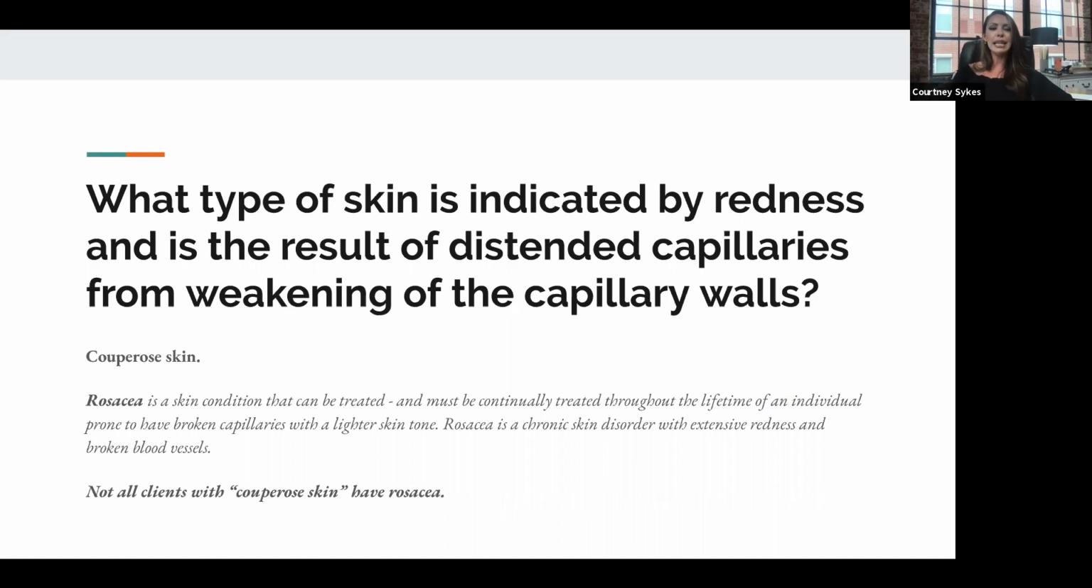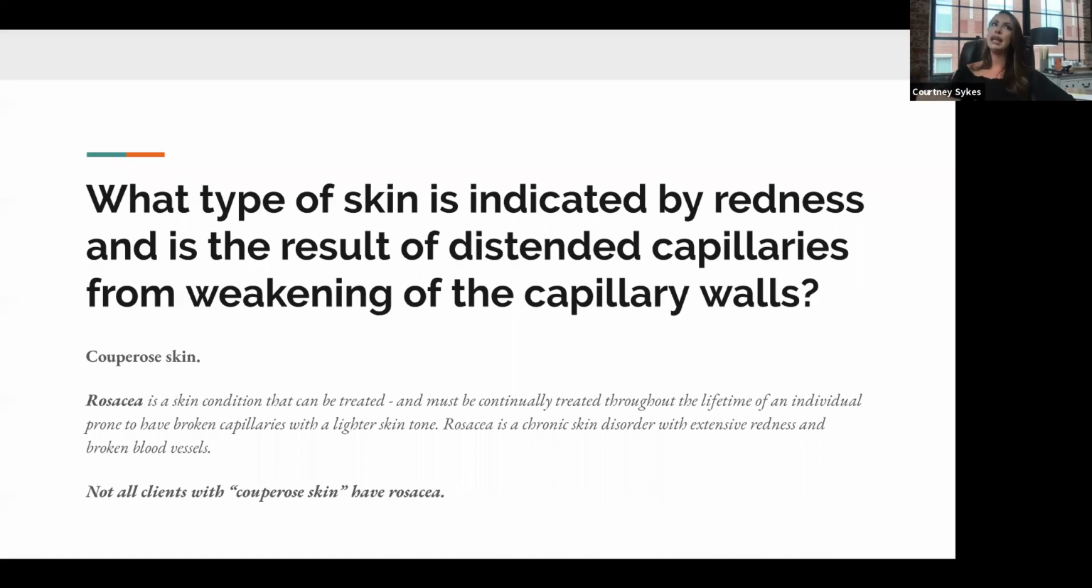Okay. Then the next question, what type of skin is indicated by redness and is the result of distended capillaries from weakening of the capillary wall? So we mentioned this at the beginning of the talk. So we said, and I didn't use this term, so here's a bunch of terms for really the same thing. Broken capillaries. So broken capillaries can look like those little red veins around the nose, if you can imagine, but it's also known as something called a telangiectasia.